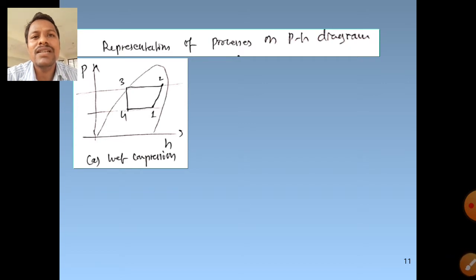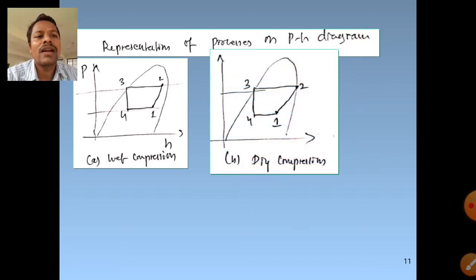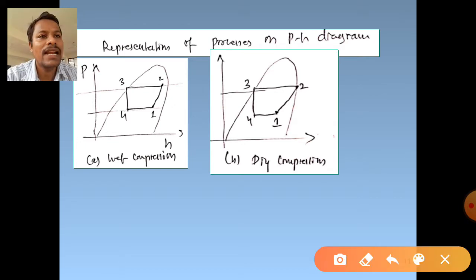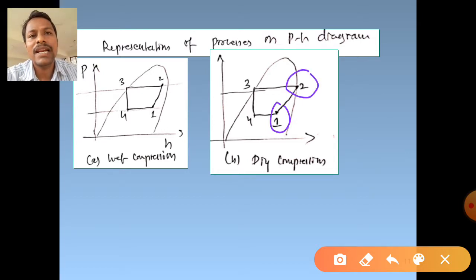Wet compression means the inlet is also wet refrigerant and the outlet of the compressor is also wet refrigerant. Such compression is called wet compression. Now if there is dry compression inside the compressor, it means at the inlet it may be wet refrigerant, but at the outlet it has to be dry saturated refrigerant. That is, state 2 has to be marked on the saturated vapor line.